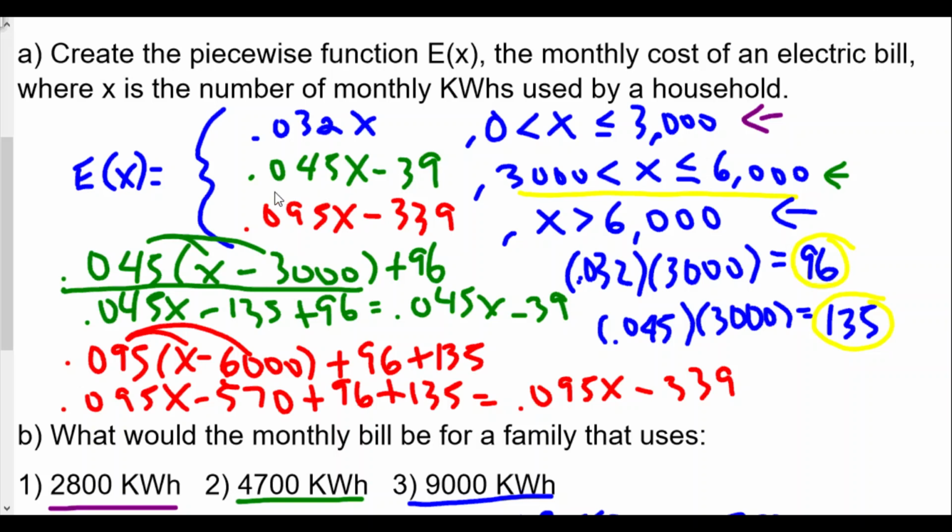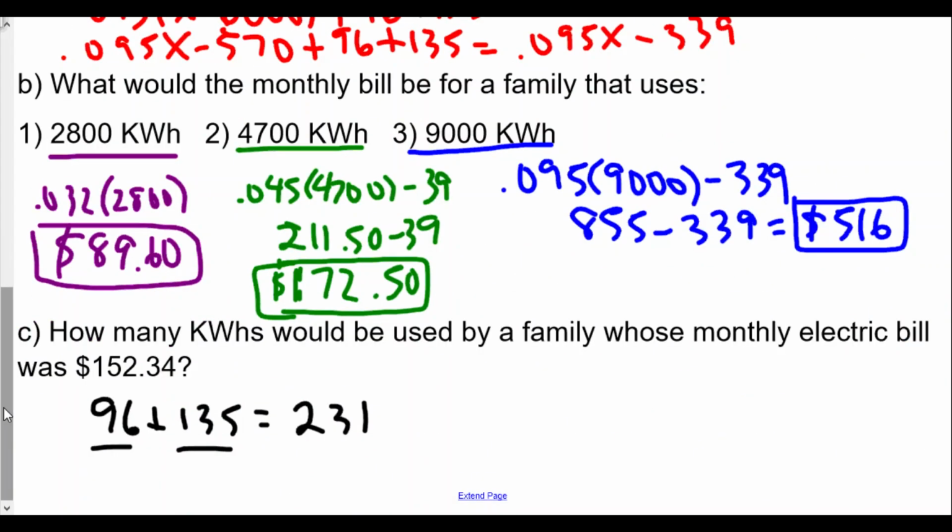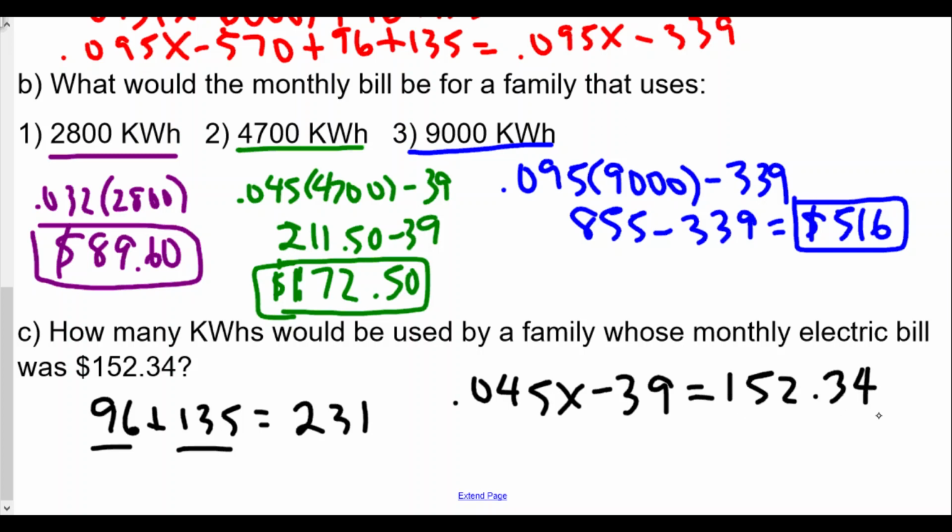and therefore we're going to be using our second function here, 0.045x minus 39. So 0.045x minus 39 is going to be the function we'll use, and we'll set that equal to $152.34. And so to solve for this, we add 39 to both sides.